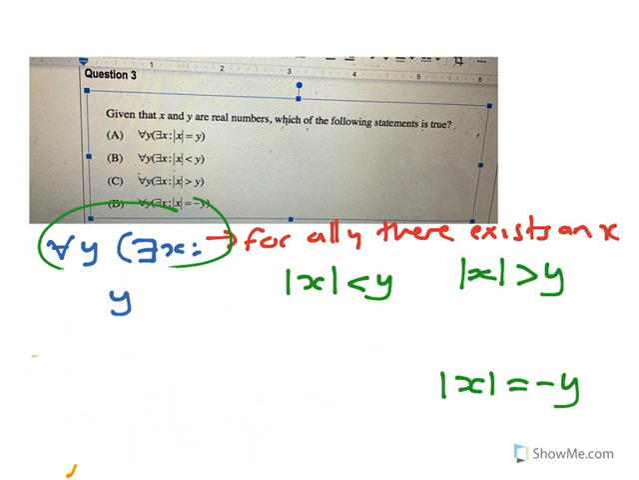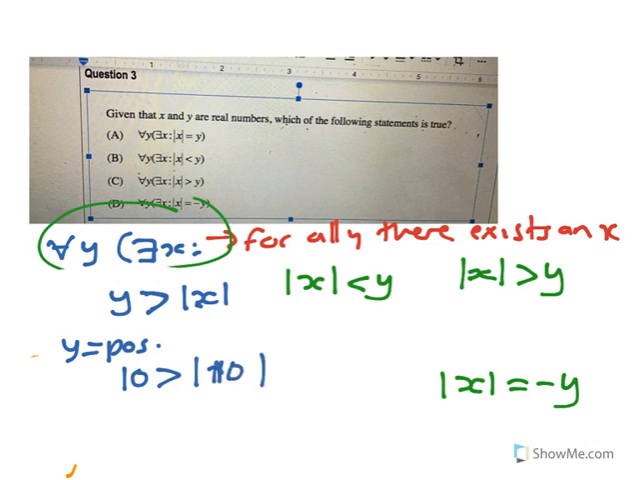The second one, y is greater than the absolute value of x. So for all y, let's say if y was positive, like 10, there's a value that exists. But if y was negative, so you have minus 10, is there a value of x for which this exists? No, there's none. It's never greater than minus 10.